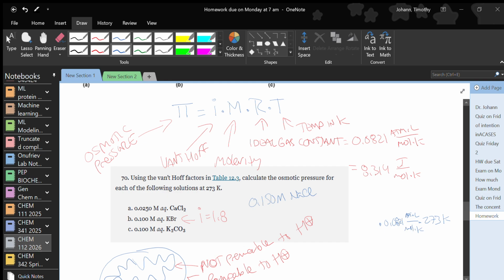Times my molarity, which was 0.100 moles per liter. I'm going to write moles per liter for molarity because I want to cancel those units. And then I've got my Van't Hoff factor for KBr, which was 1.8. That makes sense? I'll go ahead and put this all into my calculator. If I put it in my calculator, what did you guys get?